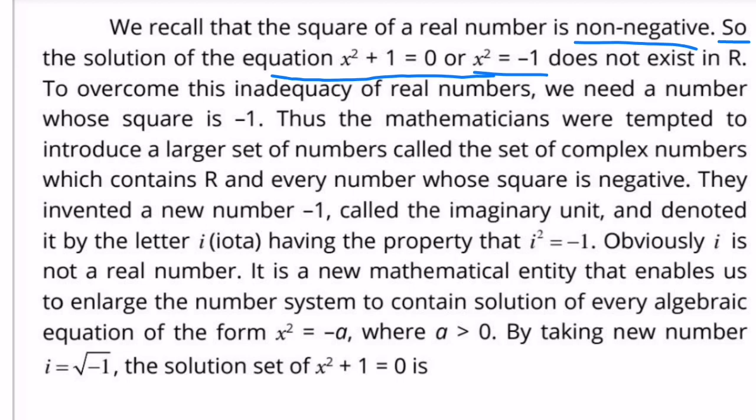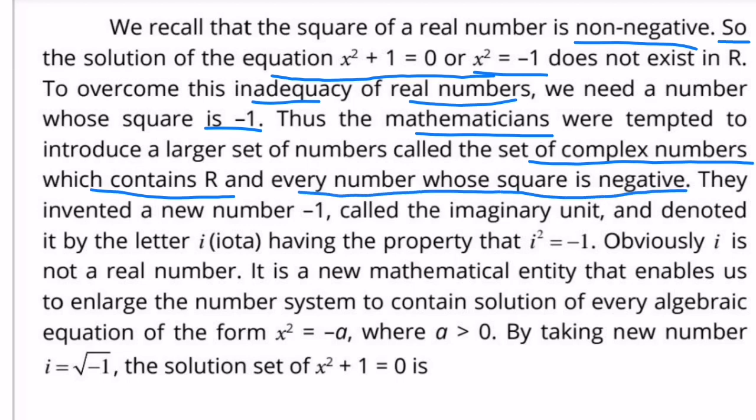Now to overcome this insufficiency of real numbers, we need a number whose square is minus 1. Thus the mathematicians were tempted to introduce a larger set than the real numbers, called the set of complex numbers, which contains the real numbers and every number whose square is negative.